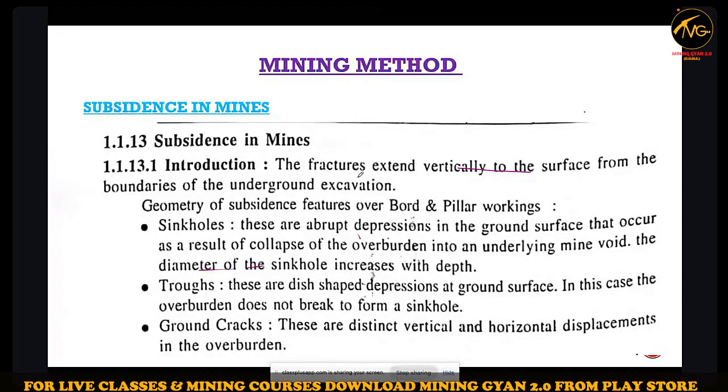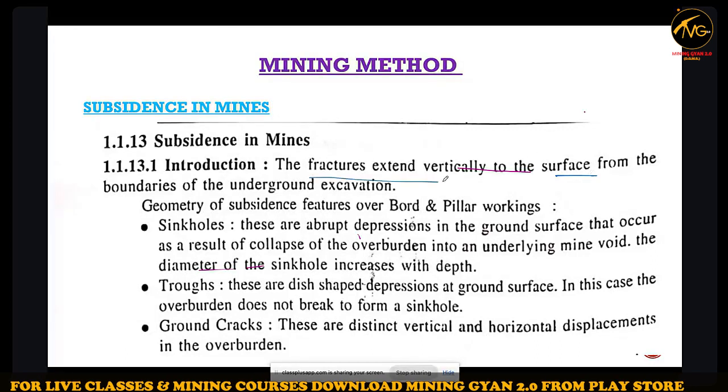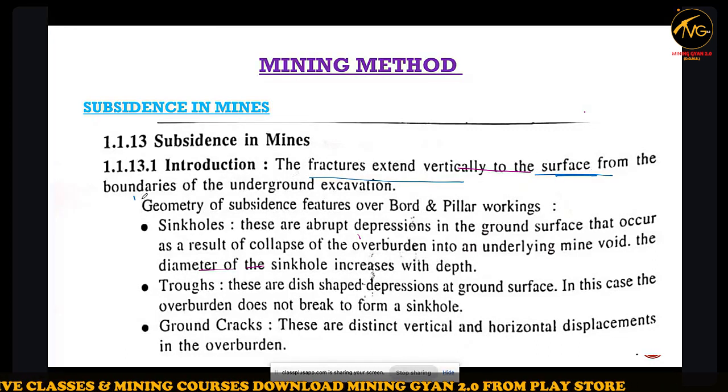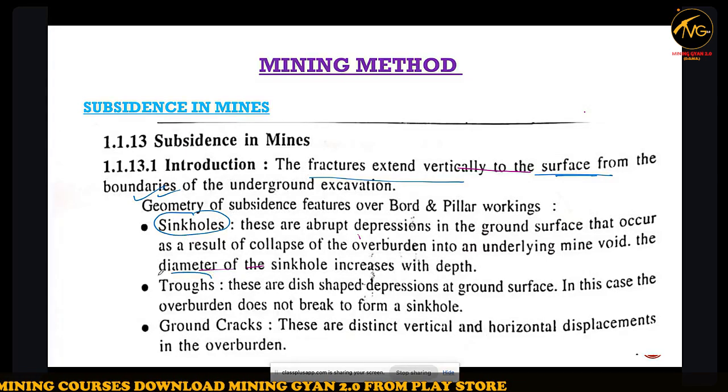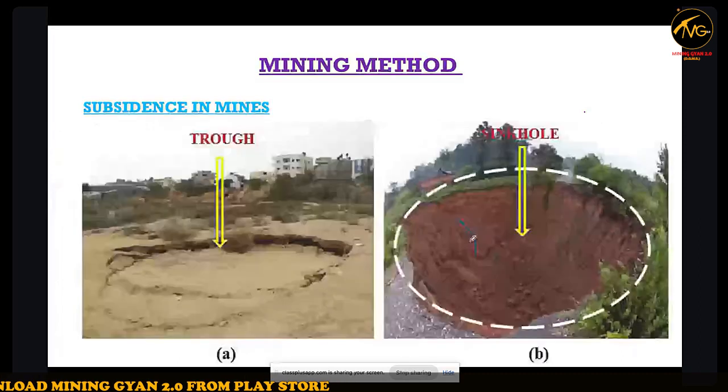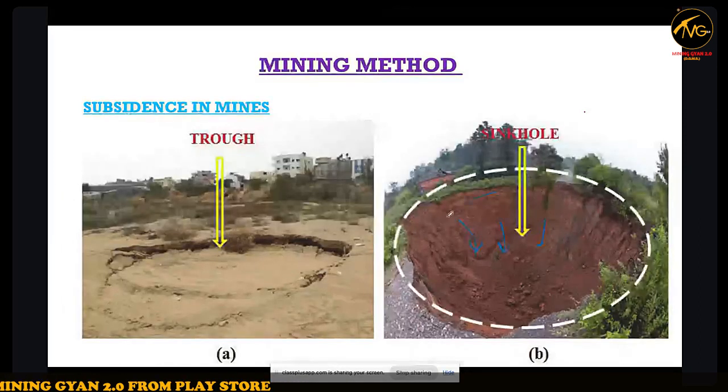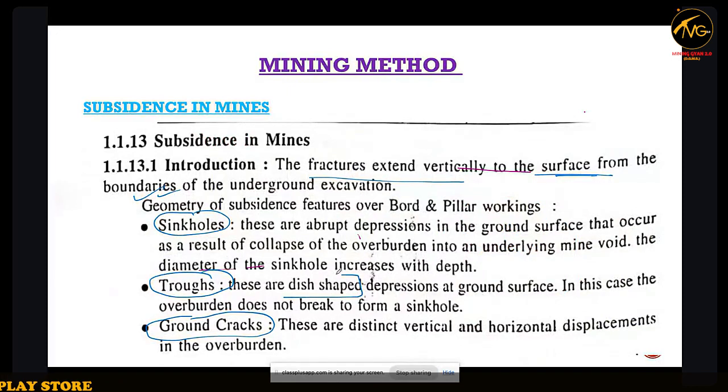Subsidence is the fracture extended vertically to the surface from the boundaries of the underground workings. There are three types: sinkholes, troughs, and ground cracks. What is a sinkhole? This is a sinkhole: the strata will fall down and create a sinkhole. And what is a trough? It is a dish-shaped depression of the ground surface in case the overburden does not break to form a sinkhole.